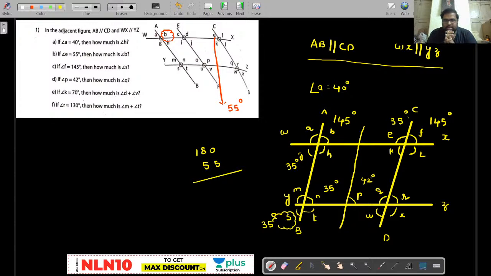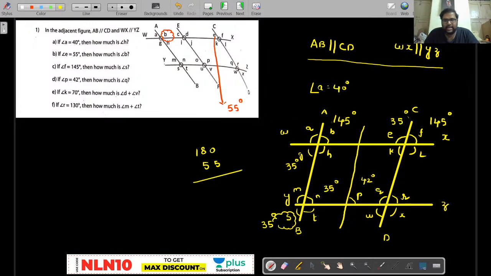Anybody? I'm checking the screen for the answers. Angle P is 42 degrees it seems. Now, how much is angle Q? Balaji has said that 132. No, no, no. 138 is also wrong. Arey yaar. Now, observe here. Observe the question carefully. This is where you make mistakes, right?